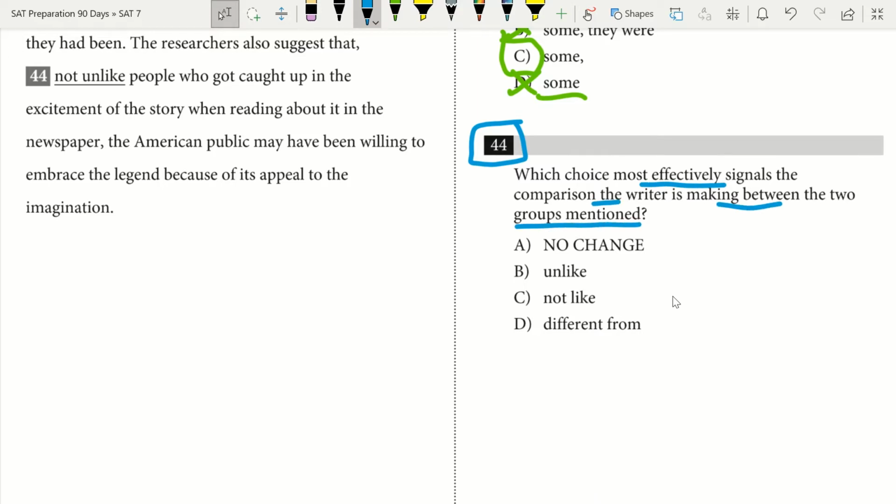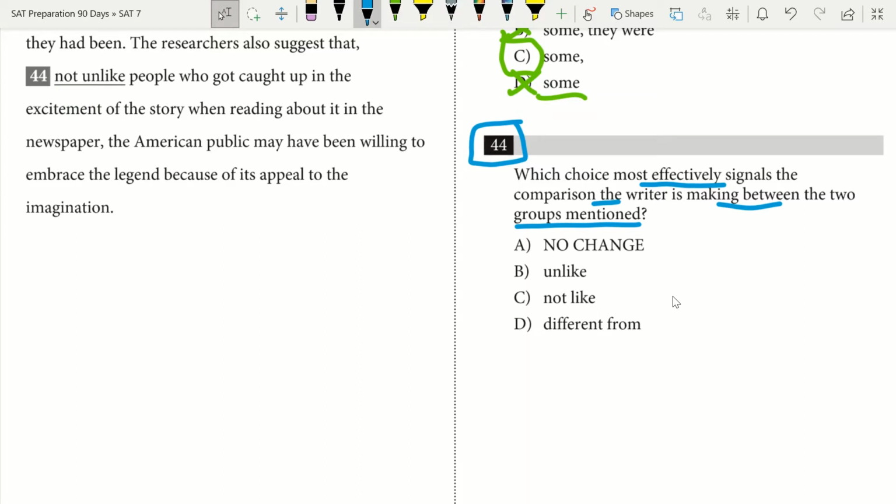If we're looking to compare things, we generally would want to avoid using "not unlike," right? Because we know that "not unlike" just means "like." So we would probably want to avoid A is what we would be immediately thinking. But here's the problem. The problem is A is actually correct, right?